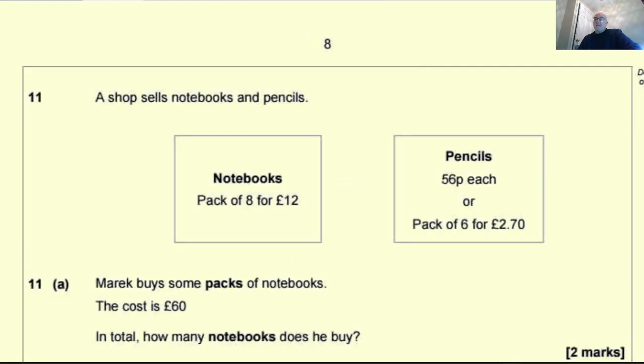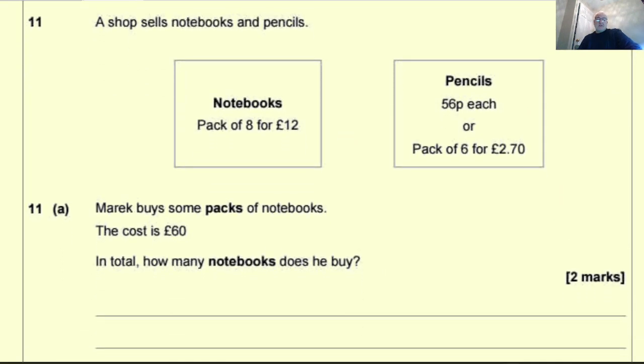Question 11. A shop sells notebooks and pencils. There's a lot of information in the question here, so we're just going to take it down a little bit at a time. So Marek buys some packs of notebooks. The cost is £60. In total, how many notebooks does he buy? So he's only dealing with this one at the minute, the notebooks. He buys 8 packs for £12. So they give me £12 in the question. They give me £60 in the question.